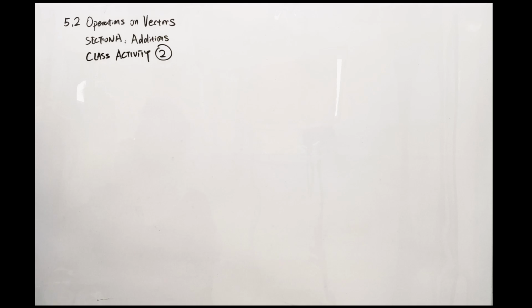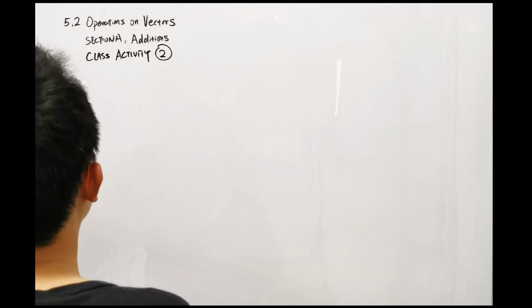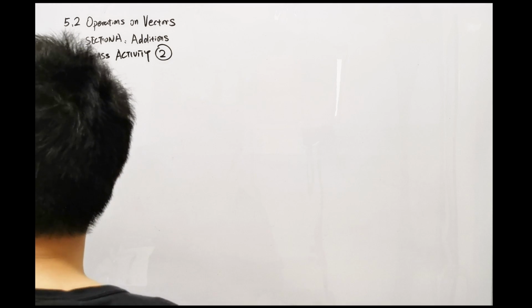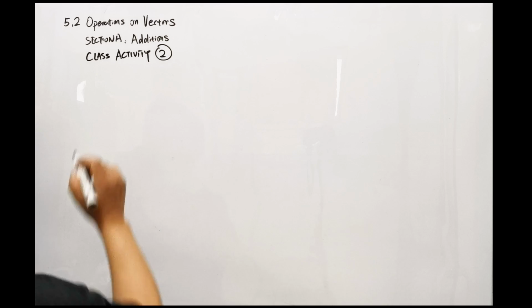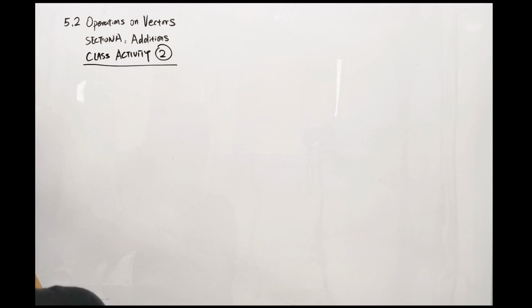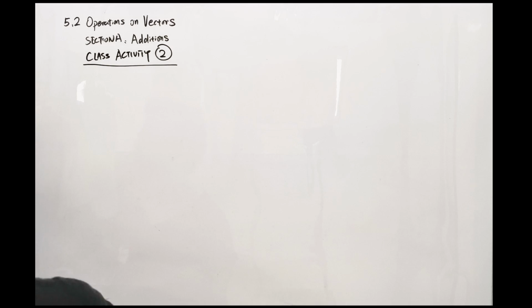Hello everyone, so let's continue with 5.2, operations on vectors. Section A, additions. We'll continue to talk about additions. Class activity 2: in this class activity, we have to discuss two examples. The first one, let's draw a diagram.